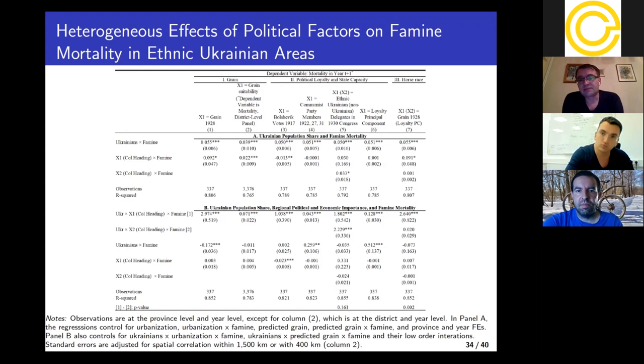So this is what I was trying to say before: here we try the economic factor versus three various political factors, then we combine these three very different political factors into one principal component and run a horse race. The grain measure survives, while the coefficient on this principal component of three political measures becomes insignificant. Which tells you that political factors outside grain were not correlated with Ukrainian famine mortality. Okay.